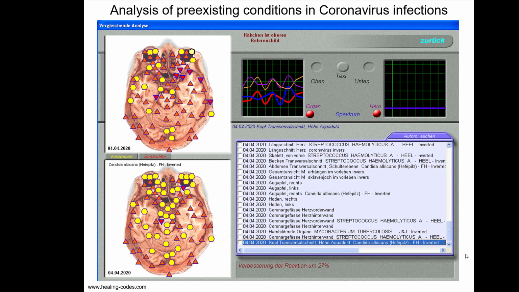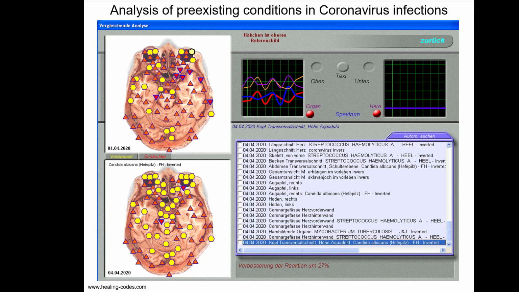And so, on the cross-sectional view of the skull, the visual disturbance and fatigue can be seen in the form of individual red triangles, both in the area of the optic nerve and in the brain. If Candida albicans is inverted, the energetic constellation improves by 27%.